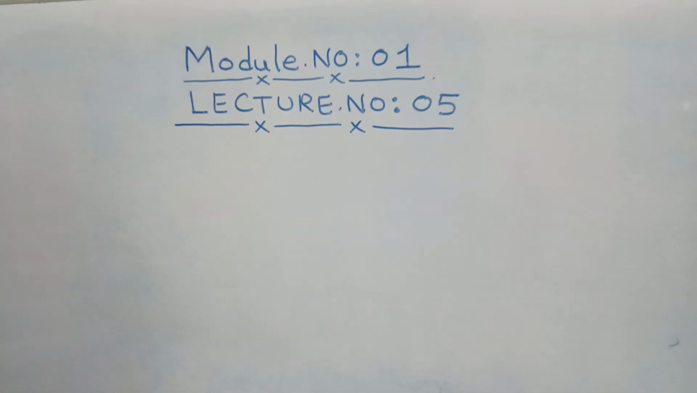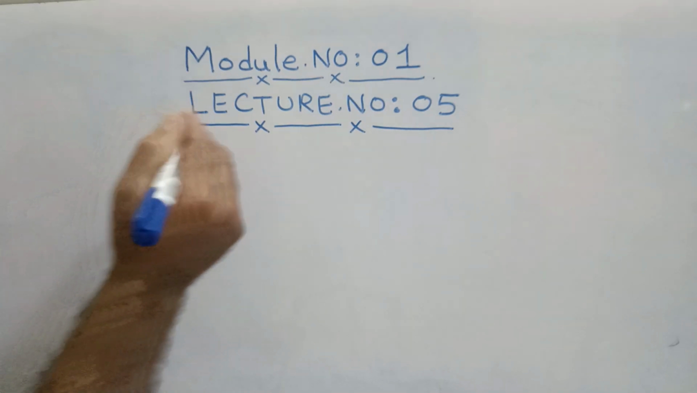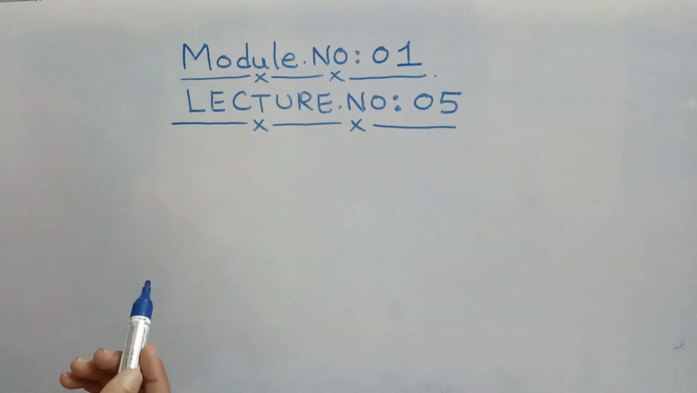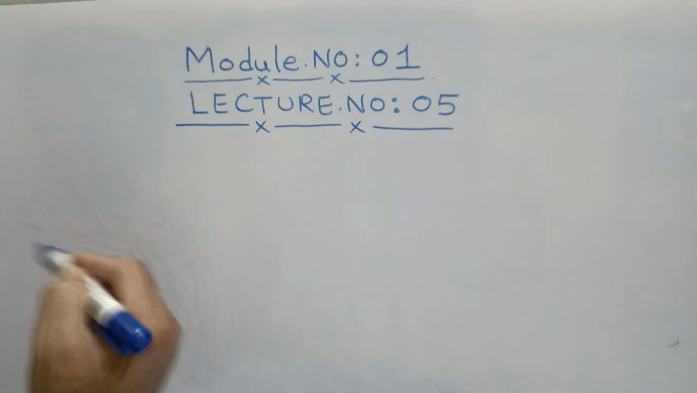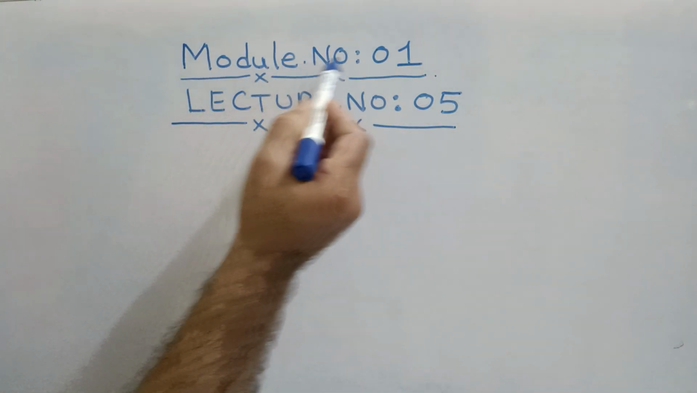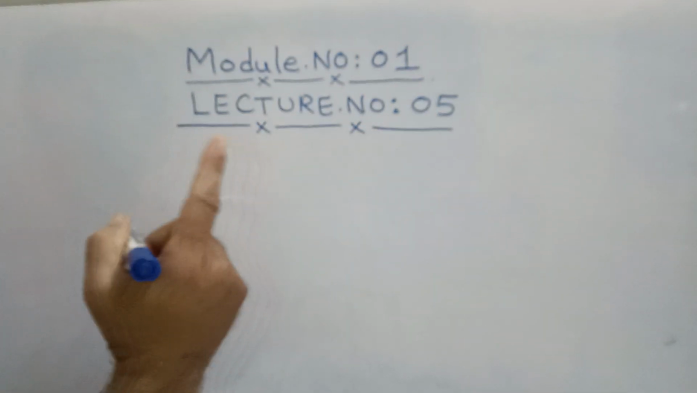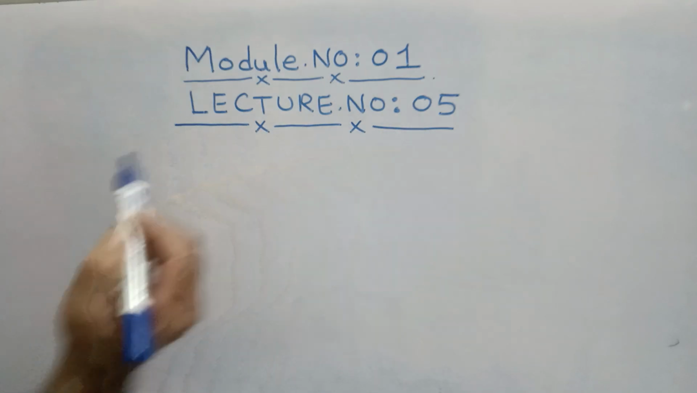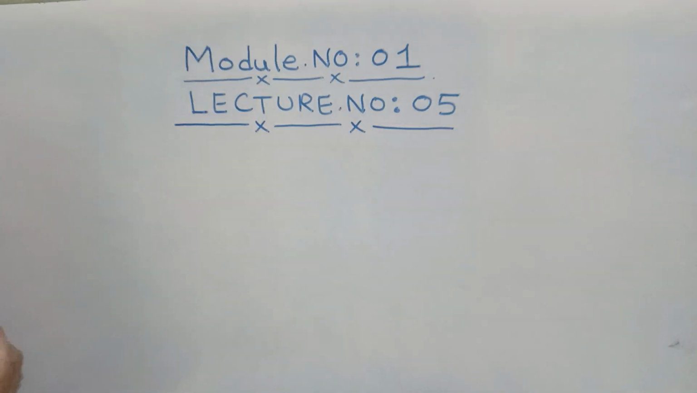In today's presentation, this is lecture number 5 under module number 1. Module number 1 is exactly unit number 1 of your JEE physics syllabus as per JEE Main. Under this, this is lecture number 5, and we are discussing dimensional analysis.